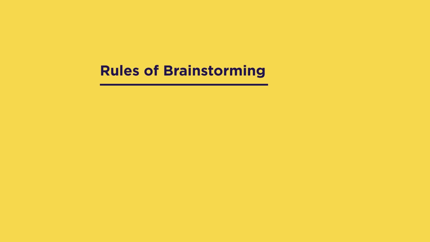To get the most out of a brainstorm, keep these 7 rules in mind. 1. Defer judgment. There are no bad ideas at this stage. There's plenty of time to judge them later. 2. Encourage wild ideas. Similarly, no idea is too crazy at this stage. Sometimes it's the most bold, edgy, out there ideas that can lead to the most innovative solutions.